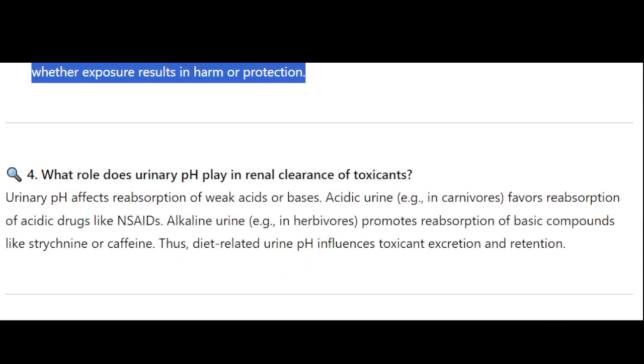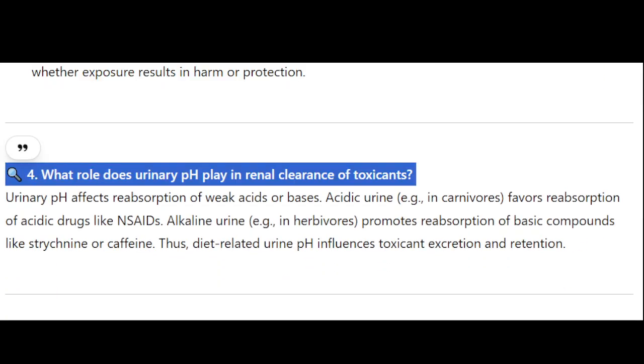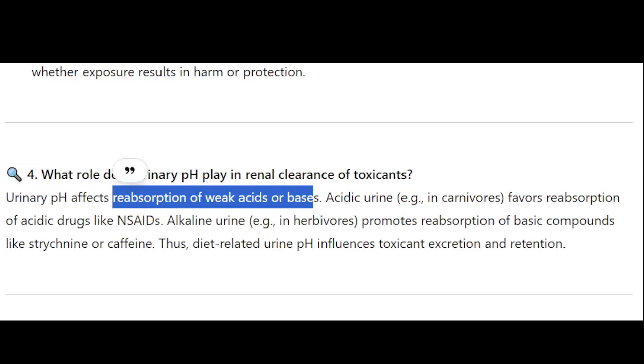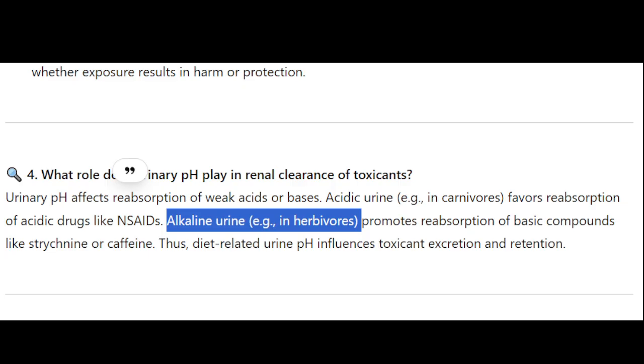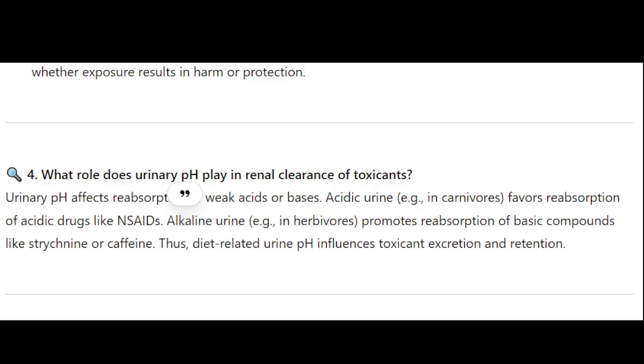4. What role does urinary pH play in renal clearance of toxicants? Urinary pH affects reabsorption of weak acids or bases. Acidic urine, e.g., in carnivores, favors reabsorption of acidic drugs like NSAIDs. Alkaline urine, e.g., in herbivores, promotes reabsorption of basic compounds like strychnine or caffeine. Thus, diet-related urine pH influences toxicant excretion and retention.